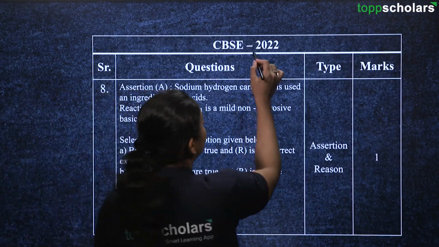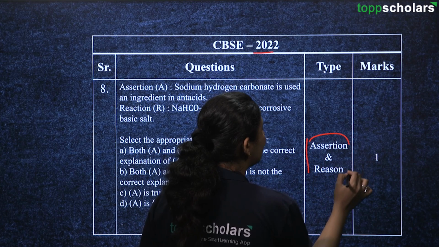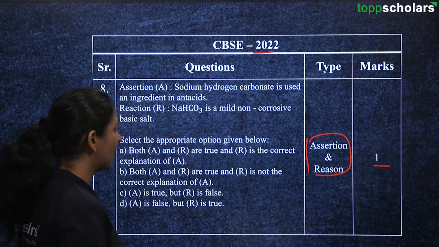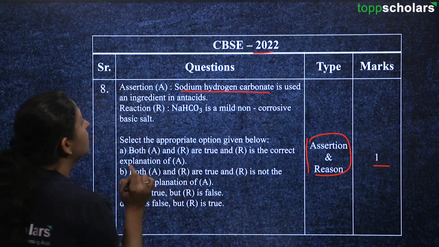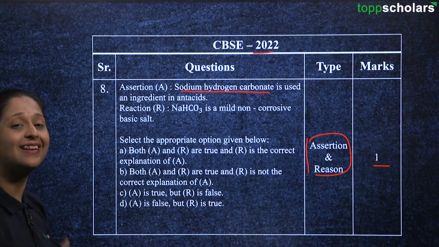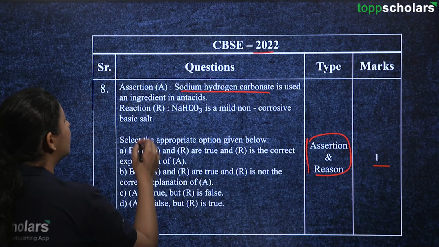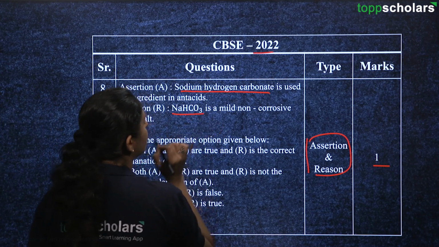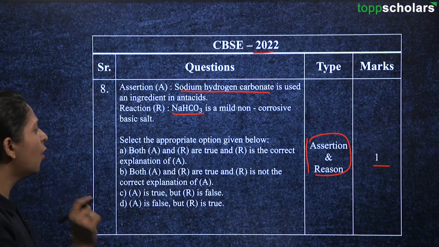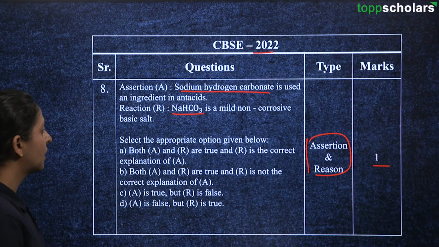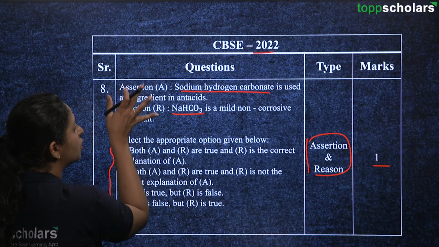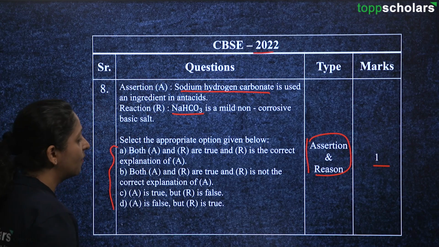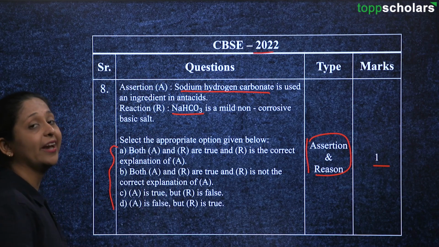From the same year papers, children, we have an assertion and reasoning type question giving you 1 mark. Assertion statement says, sodium hydrogen carbonate is used as an ingredient in antacids. Reason says, sodium hydrogen carbonate is a mild non-corrosive basic salt. So you are provided with 4 options. Depending upon the assertion and reasoning statements, you have to select which is the correct option.